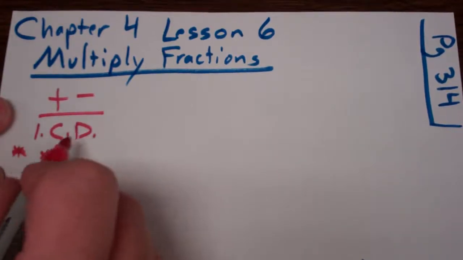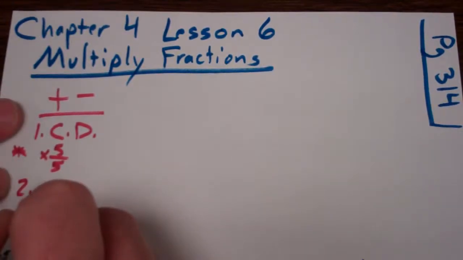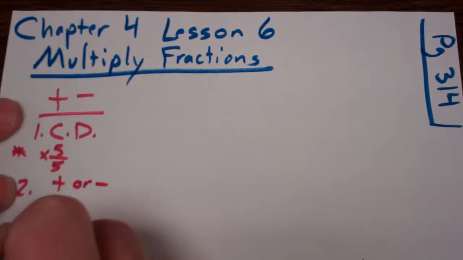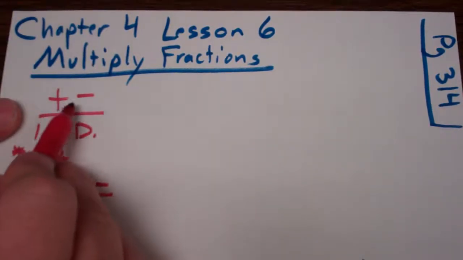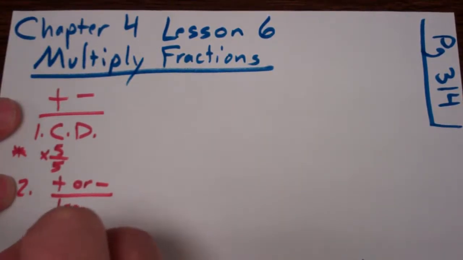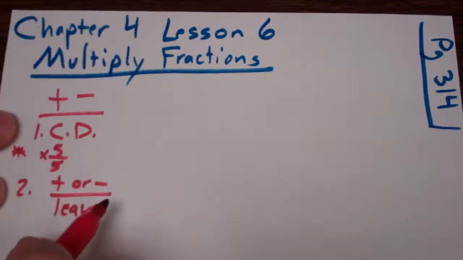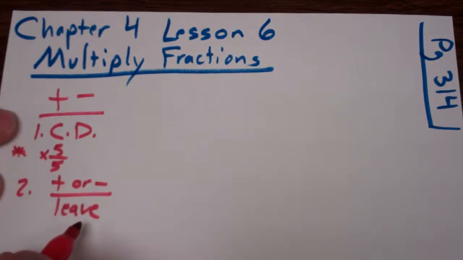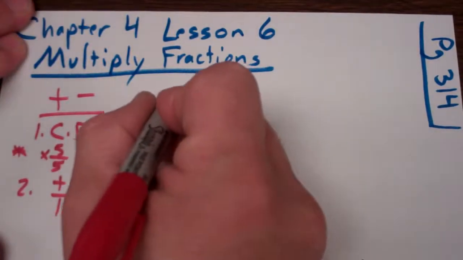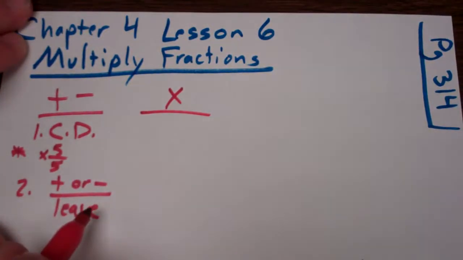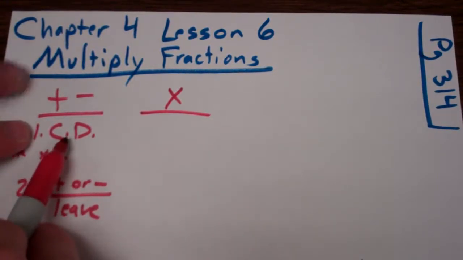Okay? After you've gone to a common denominator, your second step is basically add or subtract the tops, according to whether it's an addition or subtraction problem, and leave the bottoms as that common denominator. Remember, that common denominator is really just like a label. It's what size pieces they are. Okay? So now today we're going to deal with multiplication. Multiplication of fractions is totally different. You don't need a common denominator.